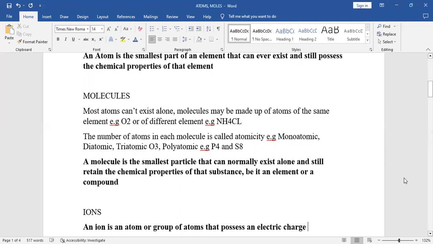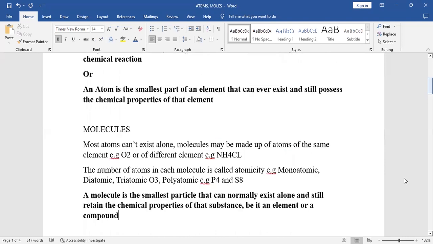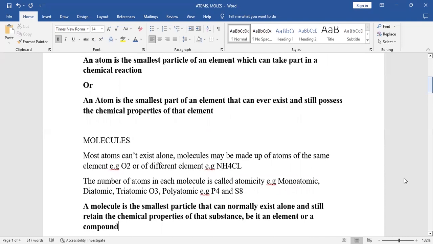So how do we separate an atom from a molecule then? An atom is the smallest part of an element that can ever exist and still possess the chemical properties of that element, or can take part in a chemical reaction. Great. But the difference is that the oxygen atom is O, right?